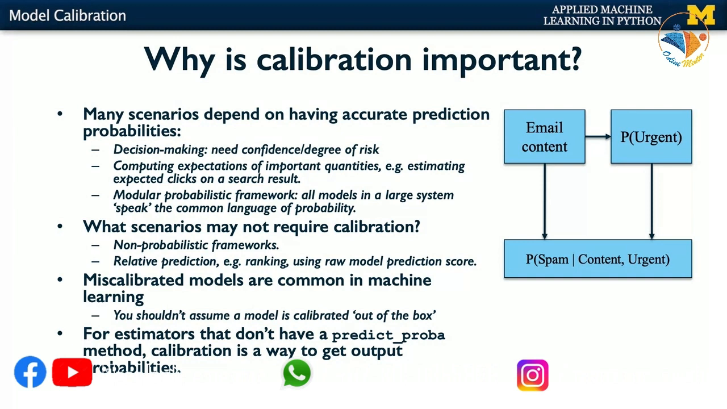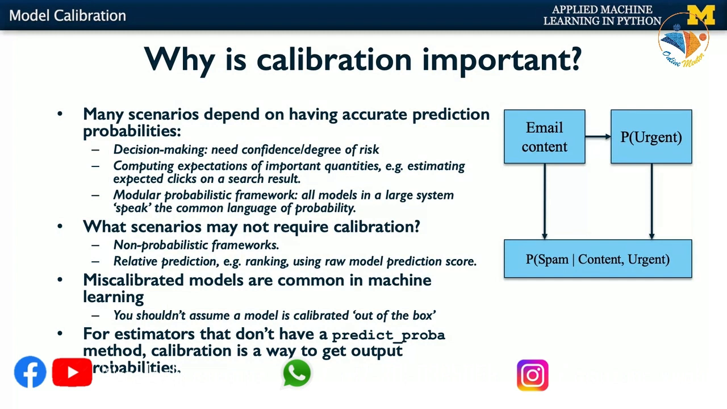Also, there are a lot of situations in machine learning where we want to compute the expectation or an average of an important quantity, like the expected number of clicks on a search result, the expected number of clicks on an advertisement, and so on. So if you want your expectation of that quantity to be valid, you want to make sure that the probabilities that go into that calculation are accurate.